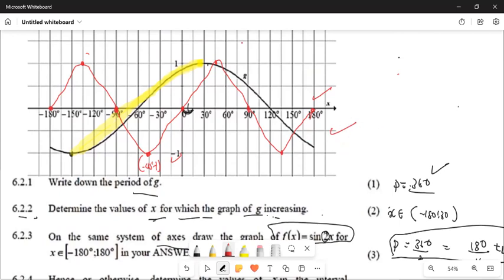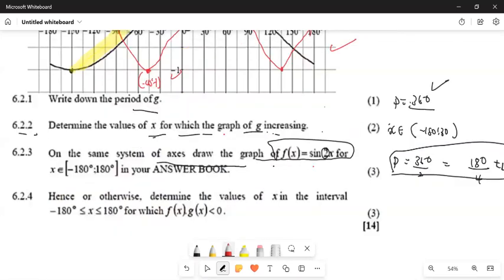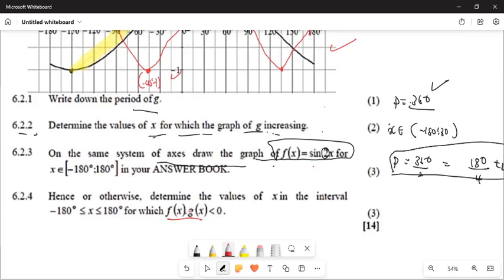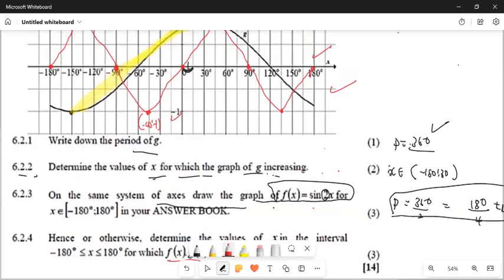Hence, otherwise, determine the values of x in the interval for which f of x multiplied by g of x is going to give us something which is negative. Okay? Now remember, how did you approach this question yesterday? We are going to highlight our graphs. Our graphs can either appear above the x-axis or below the x-axis. That's what we're going to be looking at.